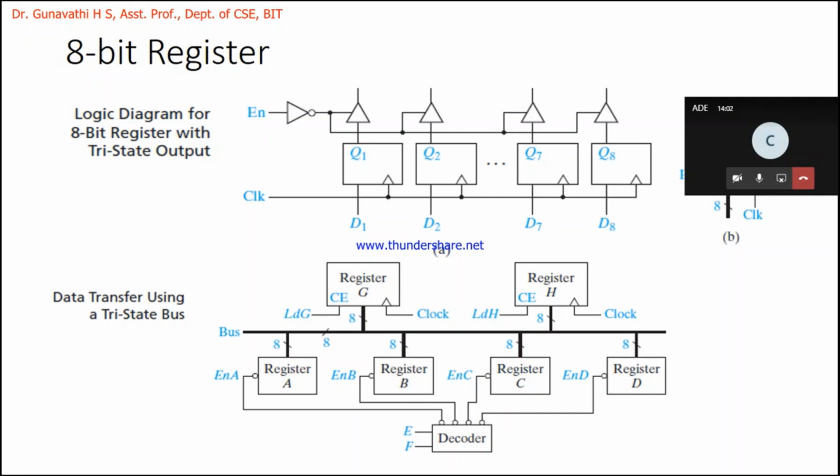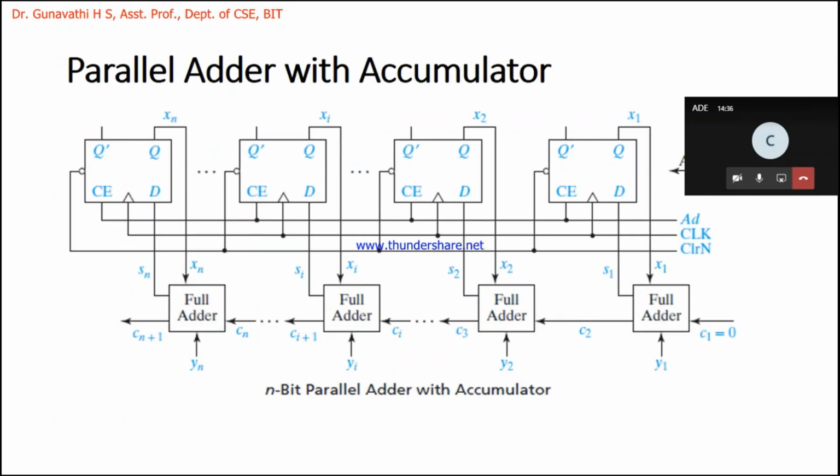Now we have discussed all the registers: serial in, serial out, serial in, parallel out, universal registers, and how to work with the tri-state buffers. But where will we use these registers? We know the working, we know how shifting works, and we also need to know where we are going to make use of these registers or shift registers. So, the applications of the shift registers. The first application is the parallel adder with accumulator.